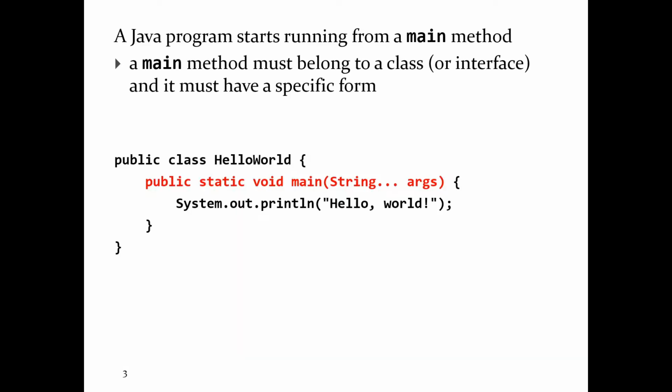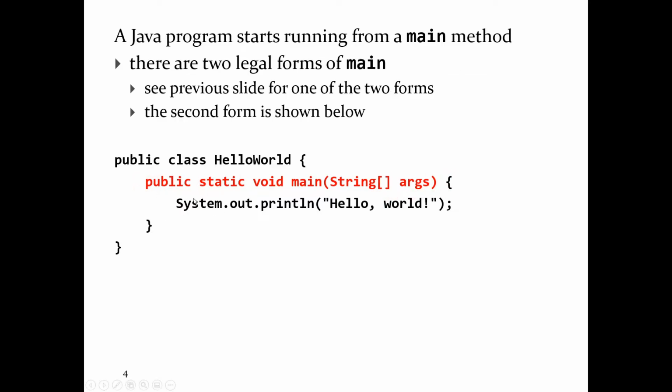Java is different. In Java, a program always starts running from a method called main. That's this thing here in red. The other thing that's different is that the main method must belong to a class. It is allowed to belong to something called an interface, but we are not interested in interfaces quite yet in the course. It has to have a specific form. In other words, your main method has to be declared like that, or like that.